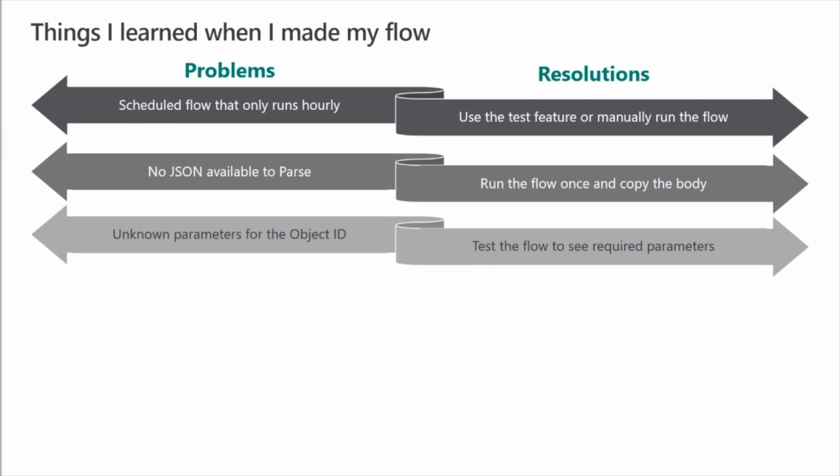Another tip here is if you have unknown parameters for the object ID, if you're using a Get Record is a great example, run the flow, and it will actually give you an error message. You'll need to pass at least one value in because the object ID is always required. So stick a value in there. You could just type ABC, and then run the flow.